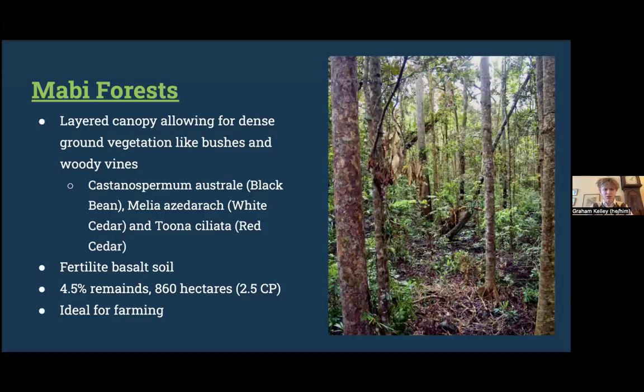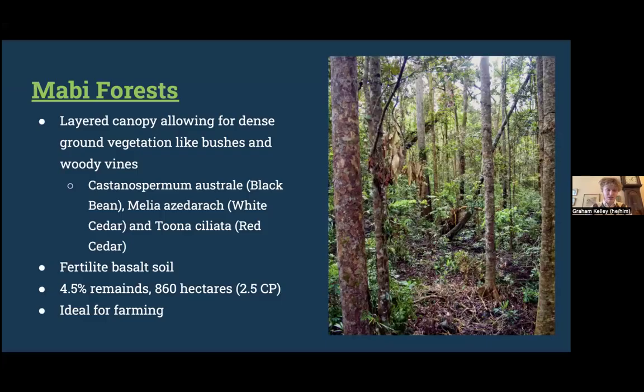So of the original Mabi forest that exists in the world, and these Mabi forests are millions of years old, only about 4.5% remain into the modern day, and that's about 860 hectares. And to give you a real sense of how large that is, it's very small. It's only about 2.5 Central Parks. So that's an incredibly small area for a forest that's been around for millions of years.